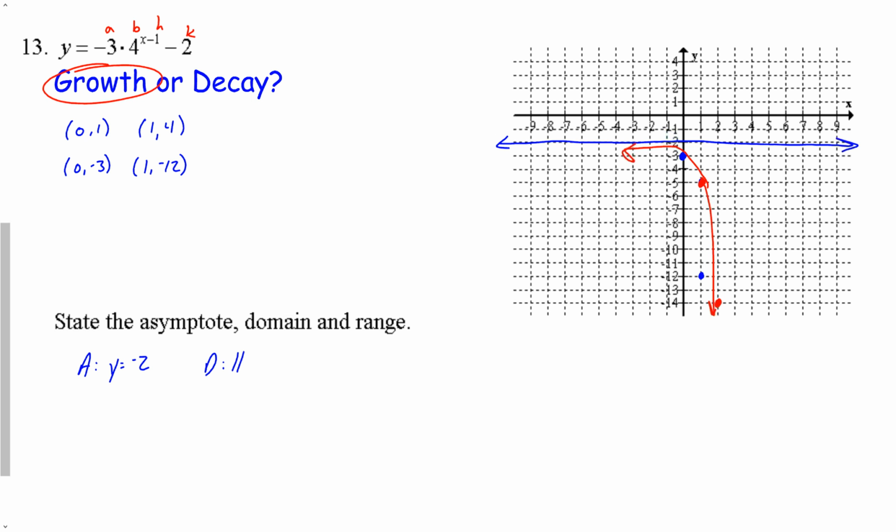Domain, still all real numbers. The range this time is y is less than -2, because now we are below that asymptote.